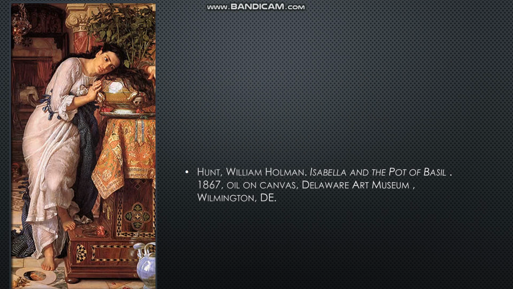This first oil painting, Isabella and the Pot of Basil, by William Holman Hunt, is a painting that illustrates a scene from a story of Isabella. In this story, Isabella falls madly in love with Lorenzo, which ultimately leads to her murdering him. She then removes his head, buries his body, and places his head in a basil pot. Eventually she is discovered and she dies.